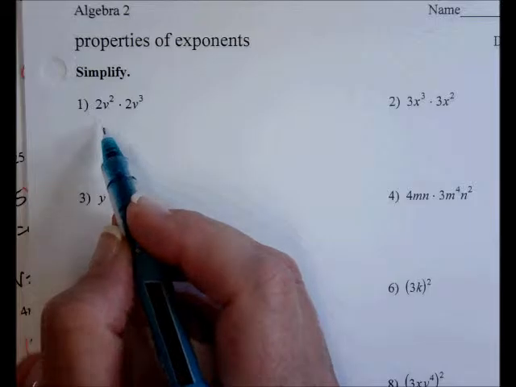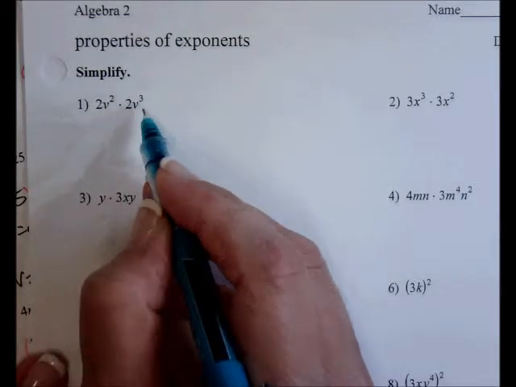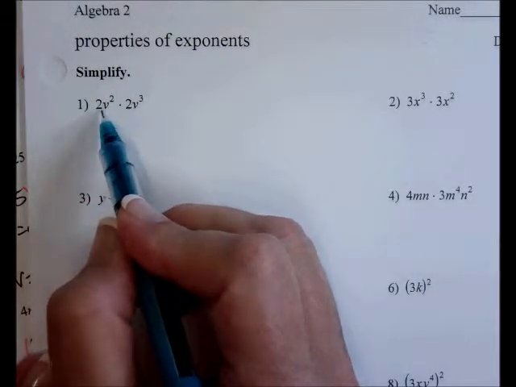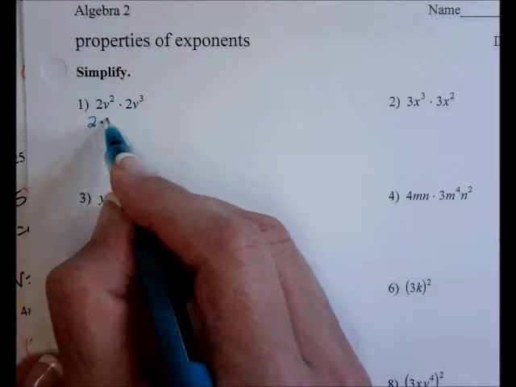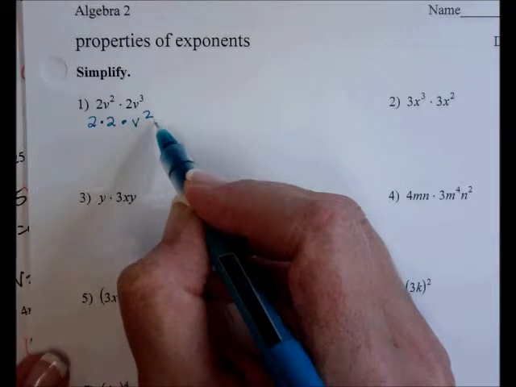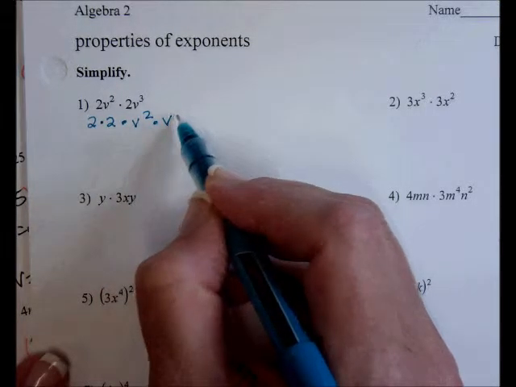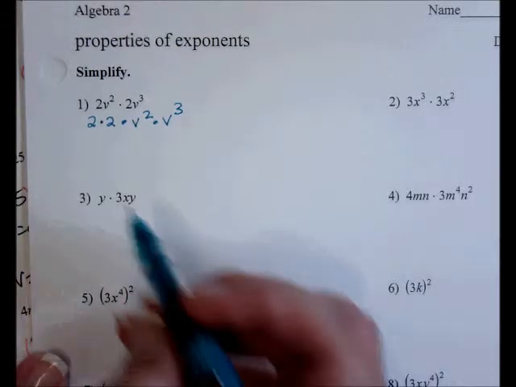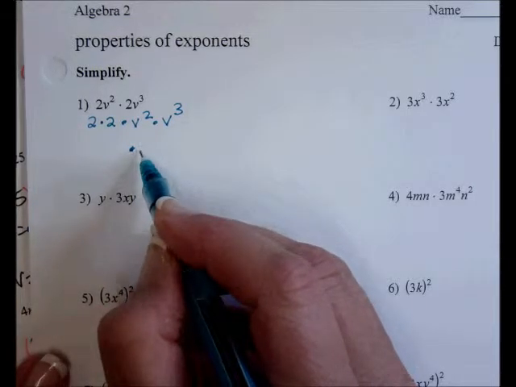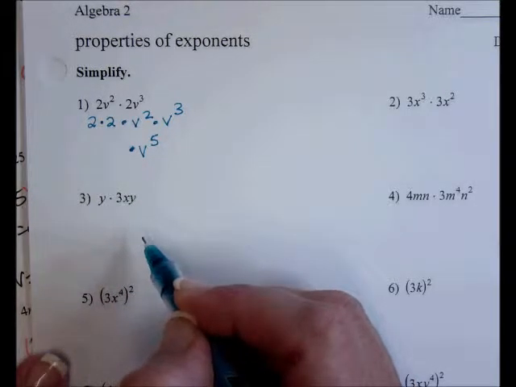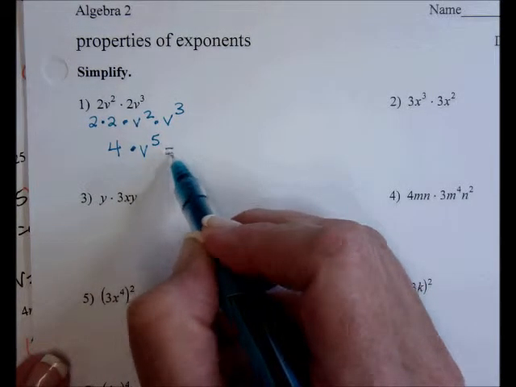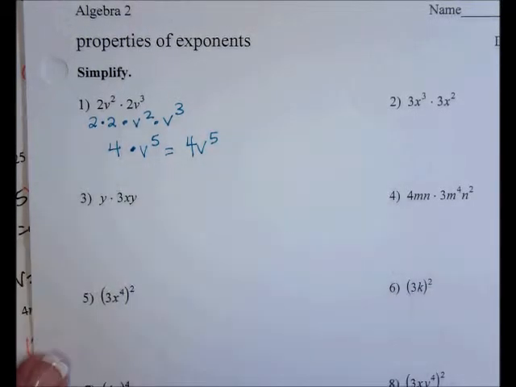Looking at number 1, you can see I have v squared and v cubed, and I need to combine those. And also I have 2 times 2. So I'm going to rewrite this to look like 2 times 2, because I'm going to combine those coefficients, times v squared times v cubed. Now, if you remember from properties of exponents, when I have v squared times v cubed, because the base is the same, I can add the exponents. So that becomes times v to the 5th. And then I multiply 2 times 2, so that is 4 times v to the 5th. So you just write this as 4v to the 5th.